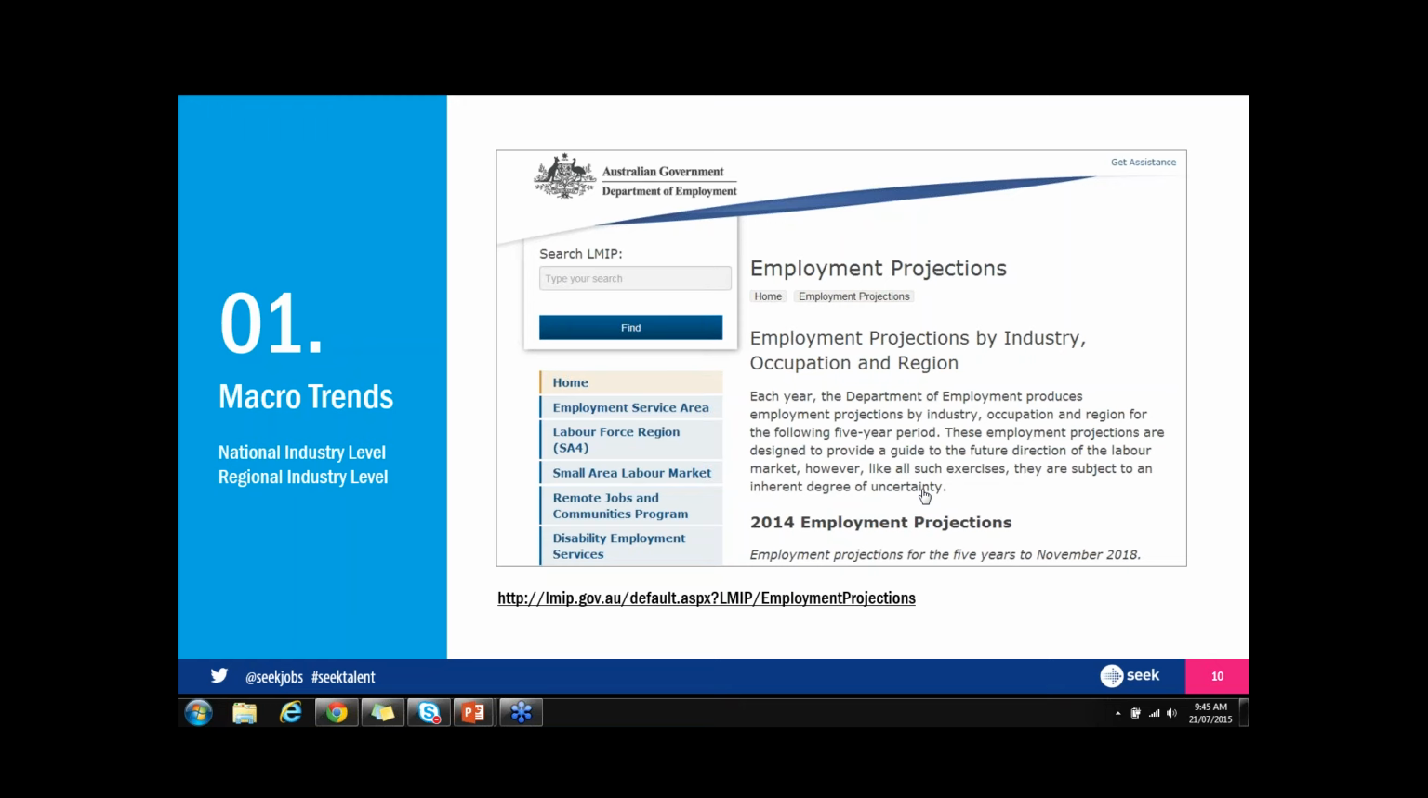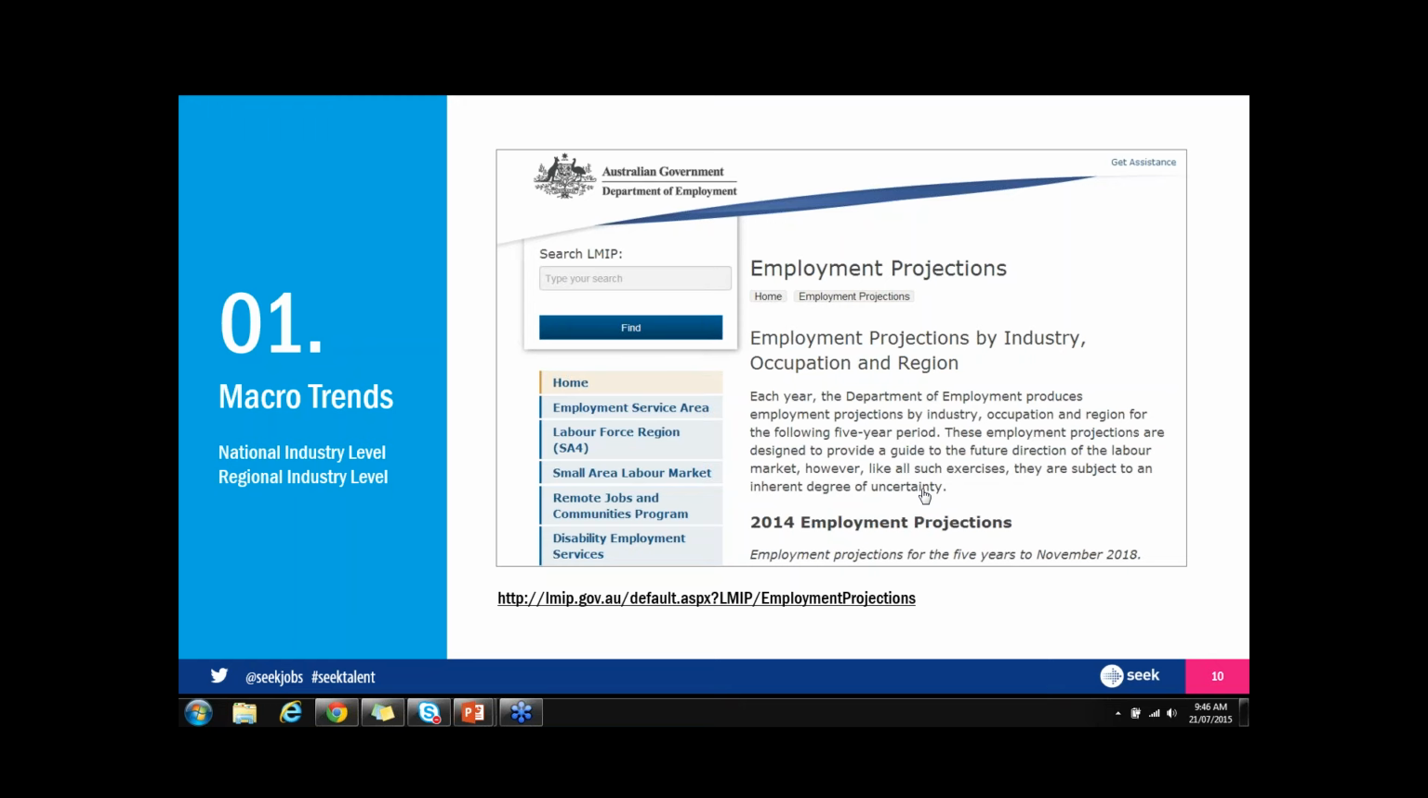There's also really good deeper dives into what happens at an industry and regional level. So many of you that have dialed in today aren't in the metro area. A lot of you are actually regional. And you go, okay, well, that's great that that's happening in Sydney, but I'm in Ballarat.